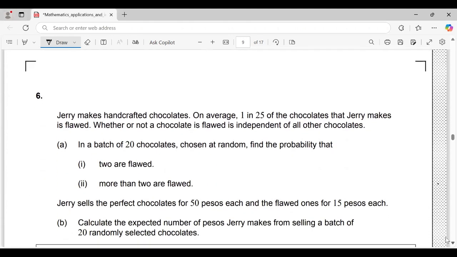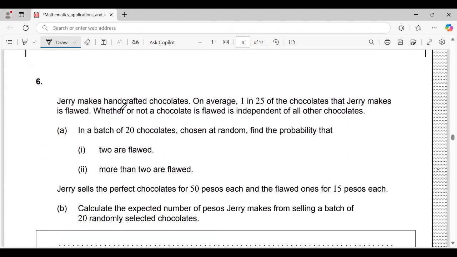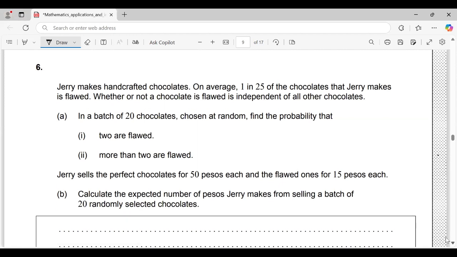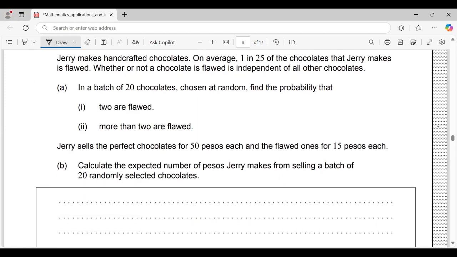Number 6, Jerry makes handcrafted chocolates. On average 1 in 25 of the chocolates that Jerry makes is flawed. Whether or not a chocolate is flawed is independent of all other chocolates. In a batch of 20 chocolates chosen at random, find the probability that 2 are flawed.